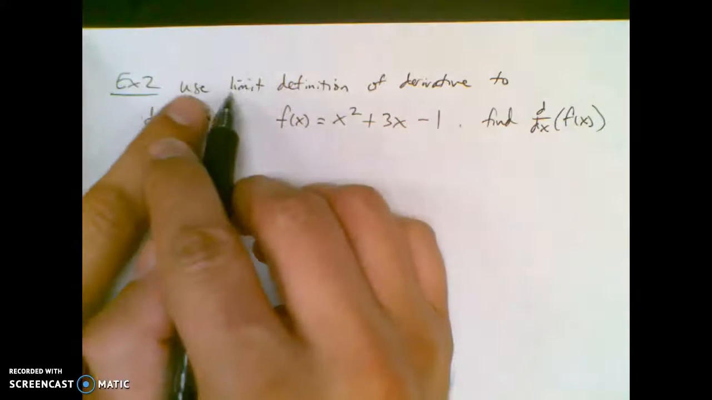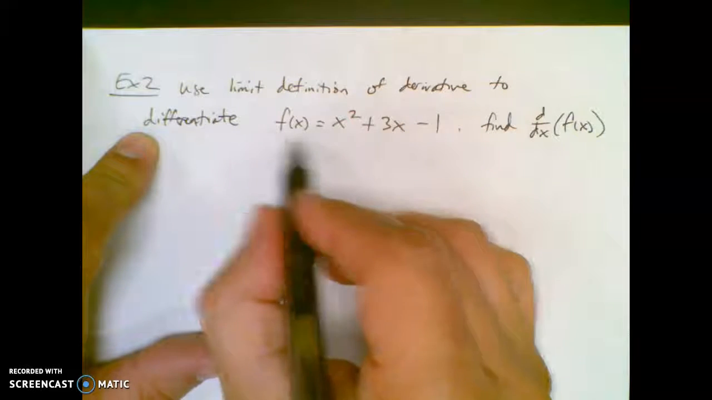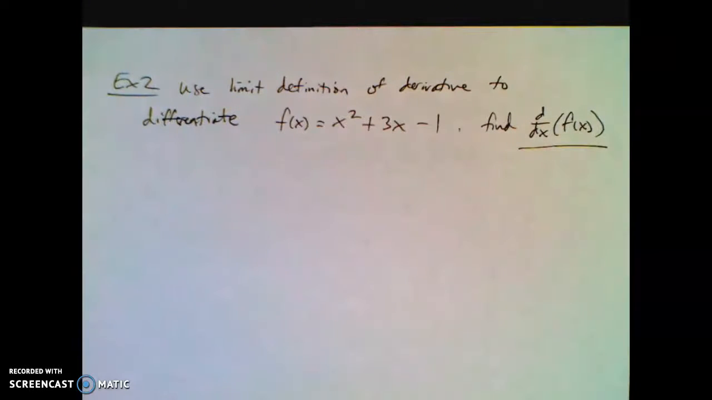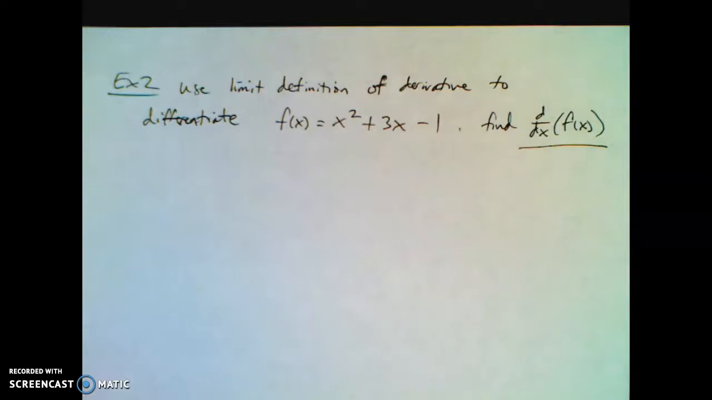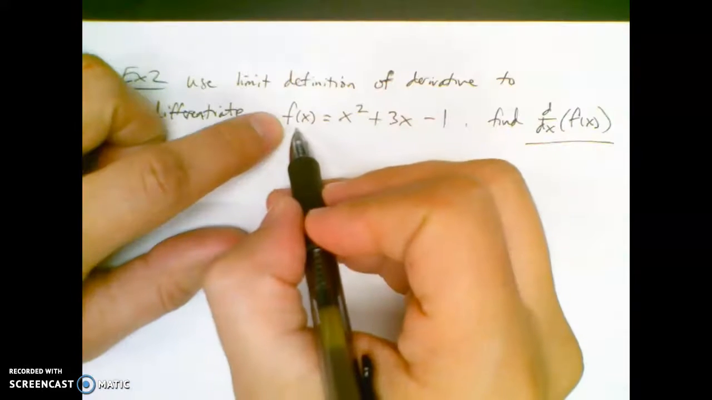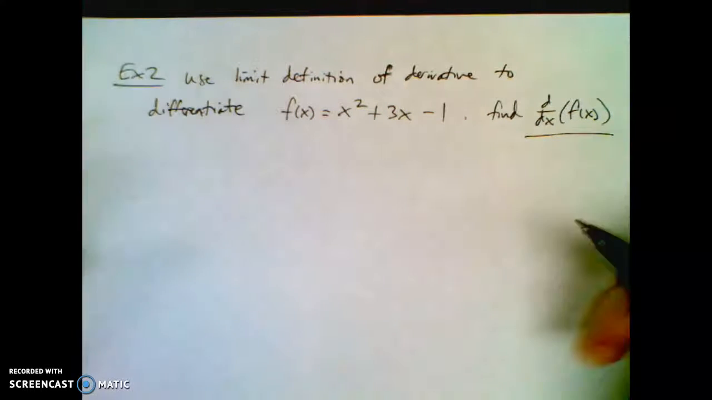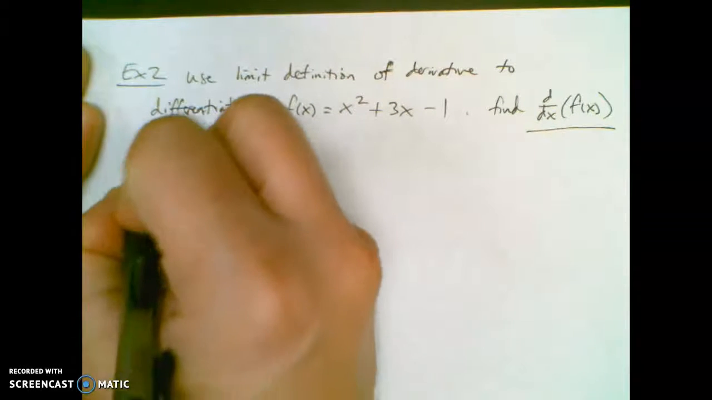Like, I can say use limit definition of derivative to differentiate, find d over dx of f of x. These are all just ways to tell you to find a derivative. There are just tons of synonyms for this. Now, if I start with f of x, my answer better be f prime of x. Okay, that means the derivative. All right, so let's do it. Here's the limit definition of derivative.